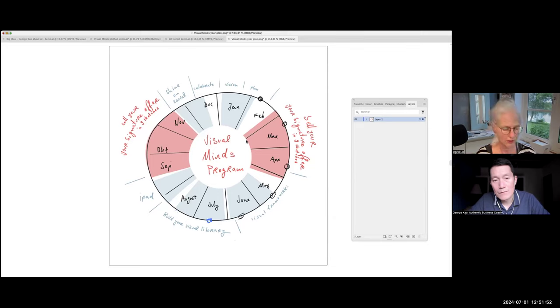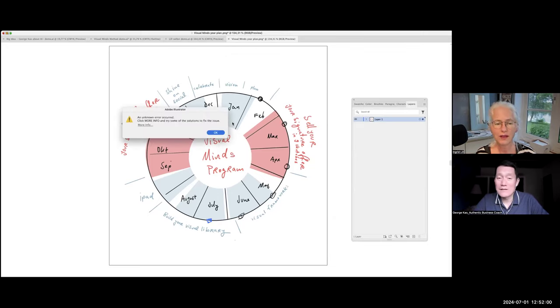Wait, I have to somehow... This is Adobe Illustrator, it's freaking out. But okay, this is really good.